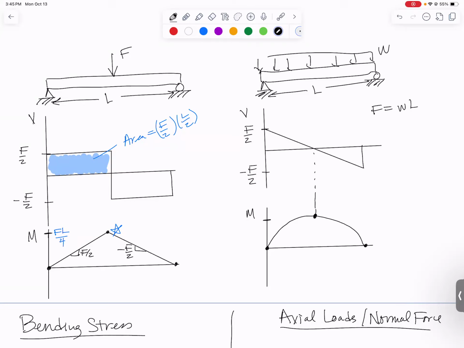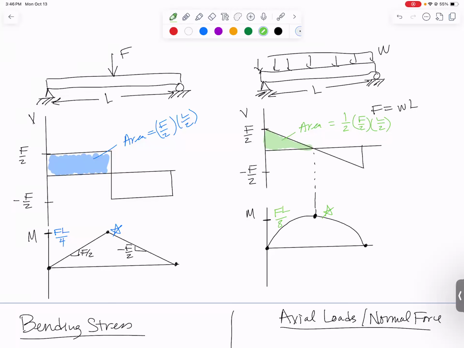And to figure out how high that peak is going to be, I need to find the area under this triangle. Area would be 1/2. One of the sides is F over 2, the other one is L over 2. So I'm going to end up with a peak M of FL over 8. And right there is what you want to design to.